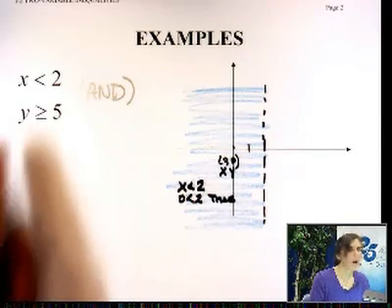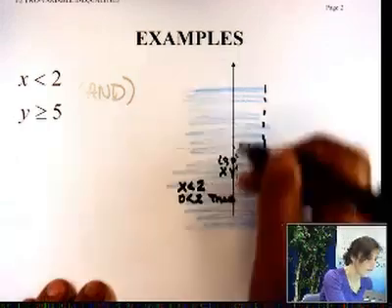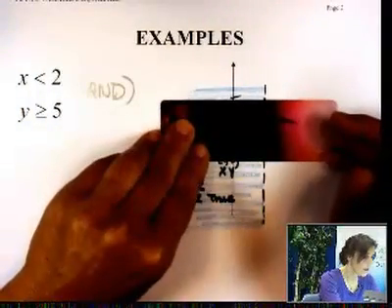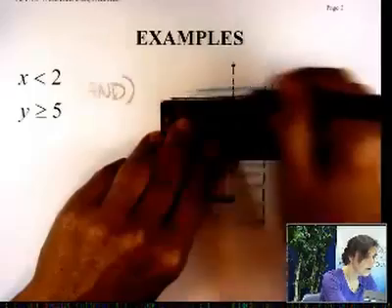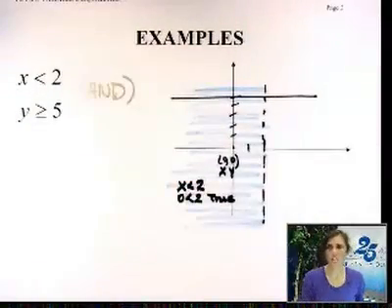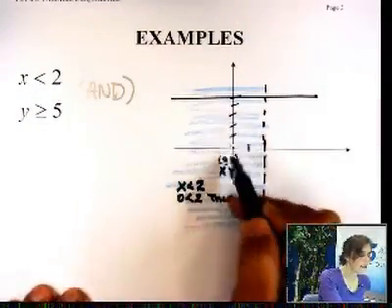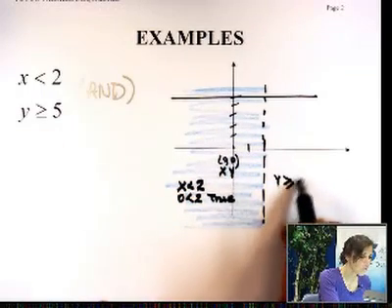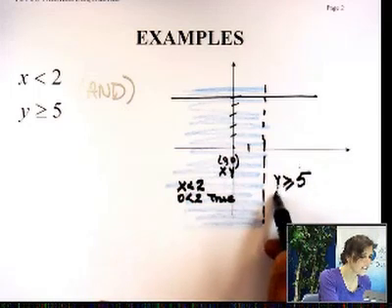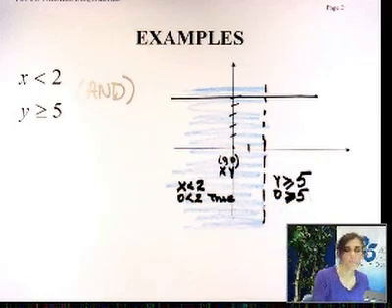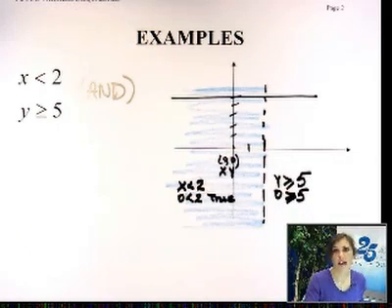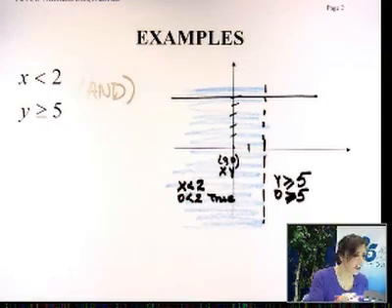Now we go to the next one. Y is greater than or equal to 5. 1, 2, 3, 4, 5. And that one has an equal. So it's a solid line. Now I'm going to check the test point 0, 0 again. So my inequality was y is greater than or equal to 5. And what is y? In this case, it's 0. 0 is greater than or equal to 5. Does that make any sense? No. So since it does not make sense, you have to shade the opposite region on the other side of the line.